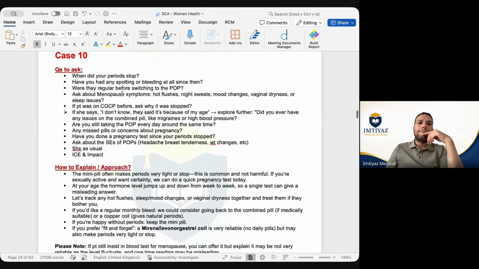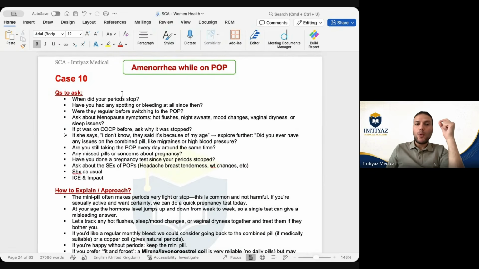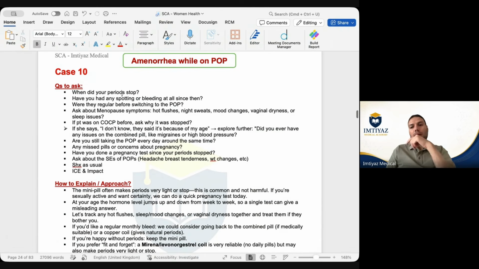Next, amenorrhea while on the progesterone only pill. Let's say you have a 46, 47 year old female patient. She used to take the combined oral tablet.